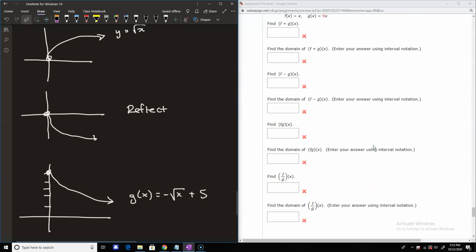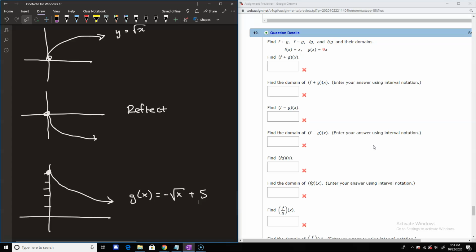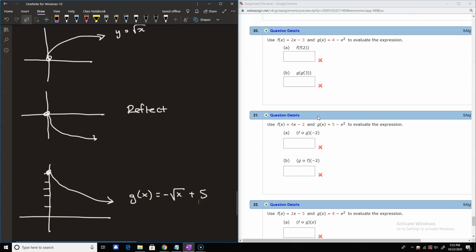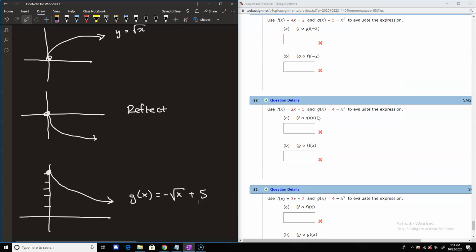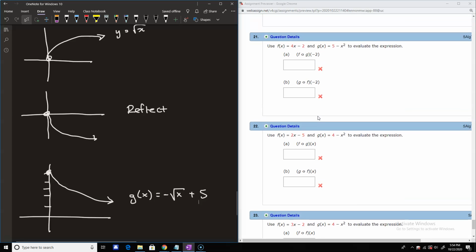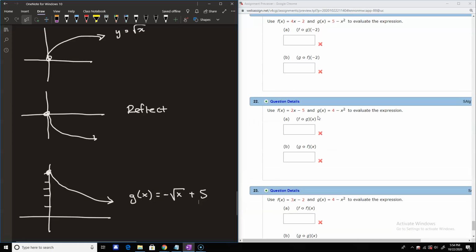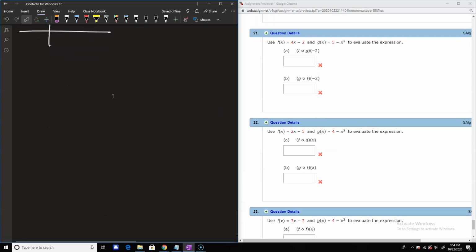Okay, so then we get to the last topic. We talk about combining functions. 19, pretty straightforward, just arithmetic operations. And then why don't we just go ahead and do, let's go ahead and do 21 and 23 just for 2 more.